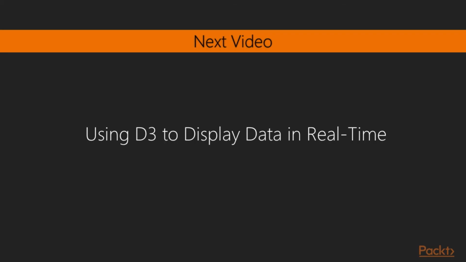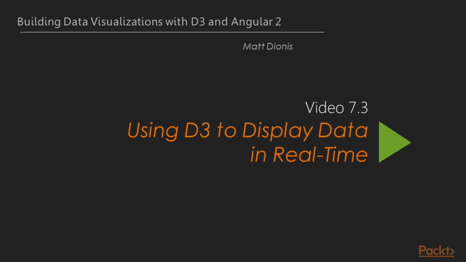In the next video, we will access our real-time Twitter data so we can use D3 to display tweets in real time. We now have a server pulling real-time data from the Twitter streaming API, as well as an Angular 2 app with access to D3. It's time to combine these powerful features so we can display tweets based on search terms live in our browser.